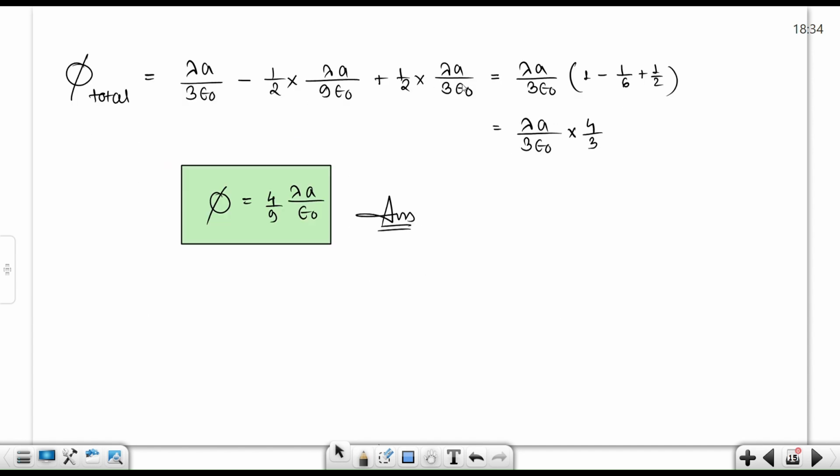so I have added the 50% of this here, and that's how I got my final answer, which is 4 upon 9 lambda a upon epsilon naught. So this is the final answer. Now this is a very laborious method, so now I will discuss the second method, which is a very good method, and that type of observation is very much needed in exams like JEE Advanced. Okay, so let's see the second method.